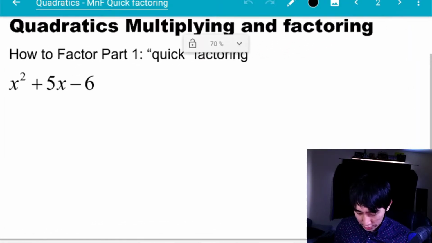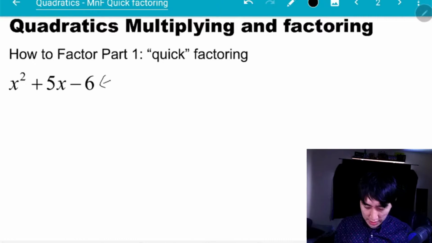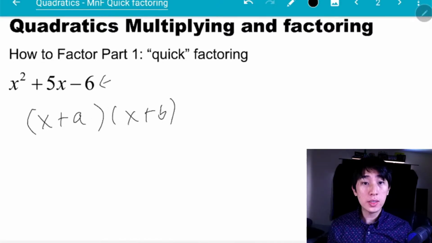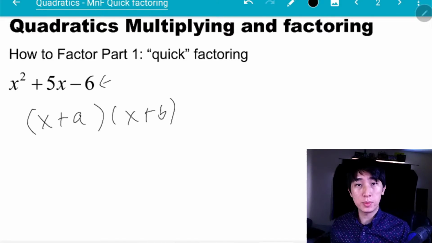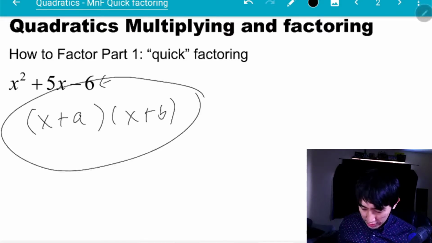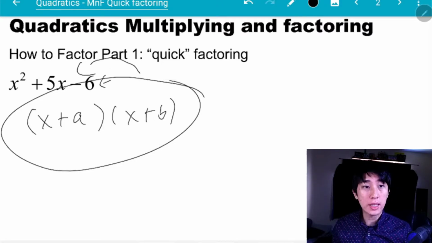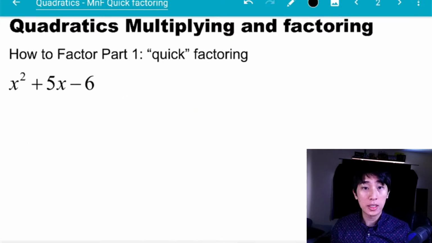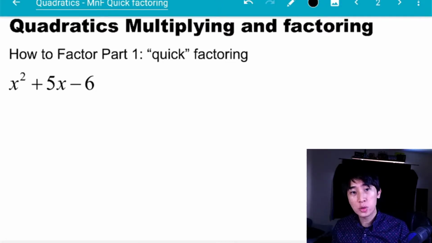So when we're doing quick factoring, my goal is, we're given this x squared plus 5x minus 6, and I want to factor it into this x plus a times x plus b kind of thing. And when we're doing this, remember, factoring is just undoing multiplication. So all we're doing is we have this, and if I FOILed it, or if I multiplied the polynomials together, I would get this quadratic. Remember, quadratic means polynomial with the highest power or highest exponent of 2. And FOILing is just how we multiply those polynomials. So now when we're factoring, we're undoing that.